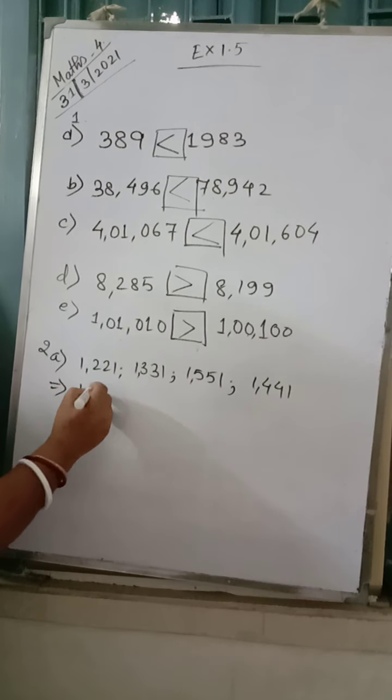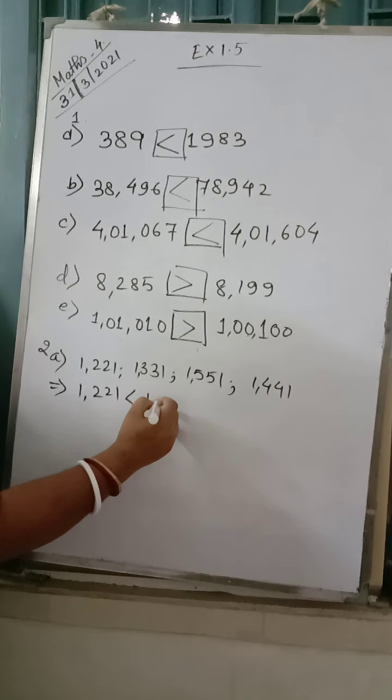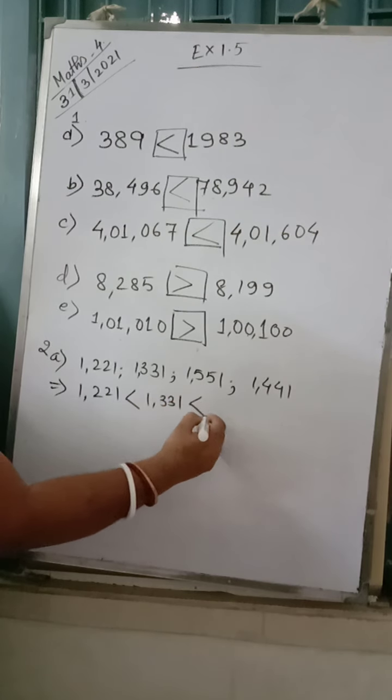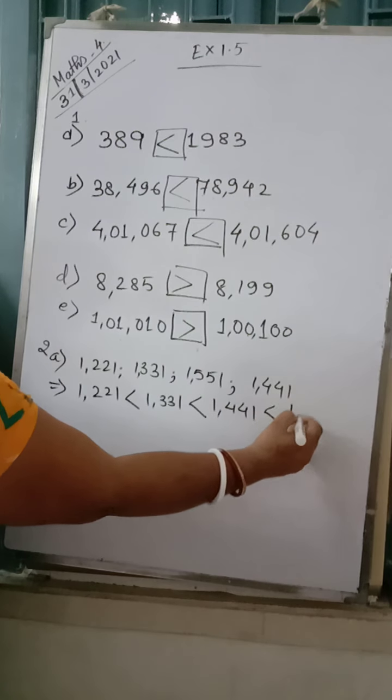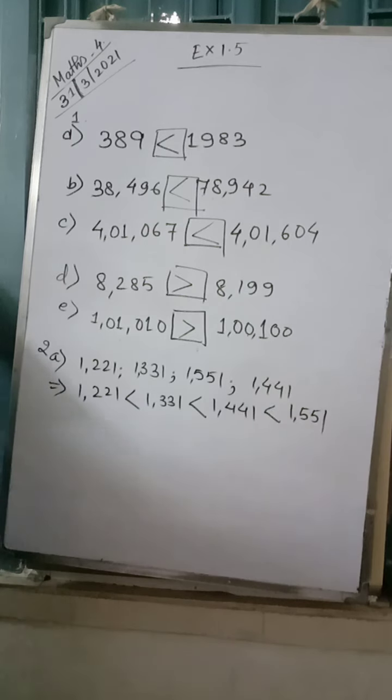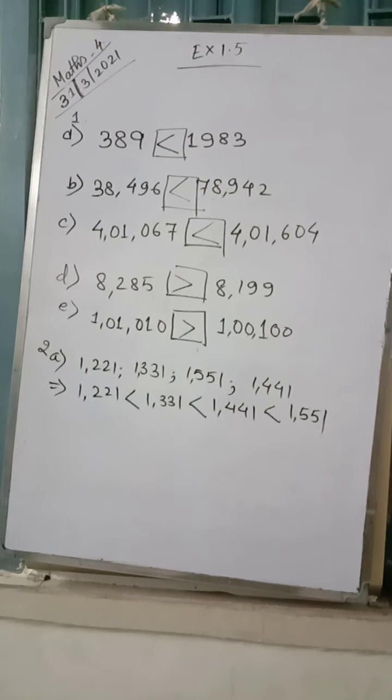Now the answer will be, I'll be using the symbol, as I have asked you: 1,221 is less than 1,331 is less than 1,441 is less than 1,551. So kindly use the symbol. Try to learn with the symbol. Okay.